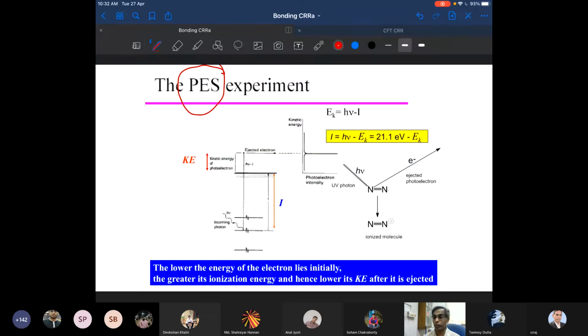Now, here is a beautiful experiment. What you do is that you take a molecule, say for example nitrogen, you bombard with a high energy X-ray, say for example, h nu. Now, you know the atomic orbitals. Now the electron is supposed to get ejected because you are bombarding your molecule with an X-ray or high energy electron, right? Anything can be done.